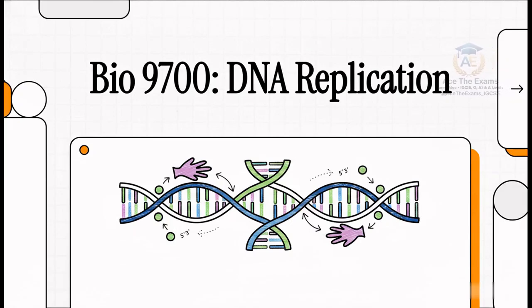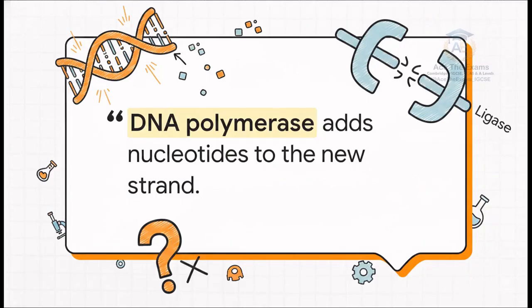Welcome to this explainer. Today, we're mastering section 6.1, semi-conservative DNA replication, and we're going to look specifically at the roles of DNA polymerase and ligase for the Cambridge AS and A-Level Biology 9700 syllabus. I'm going to show you exactly what Cambridge examiners are actually looking for and how you can stop losing the marks you totally deserve.